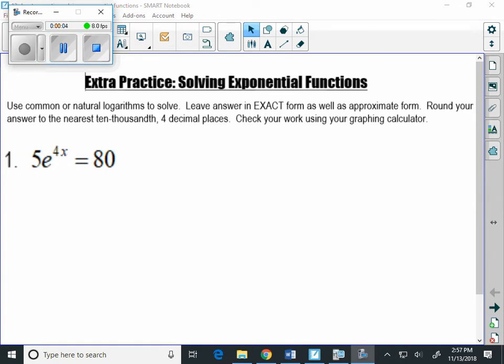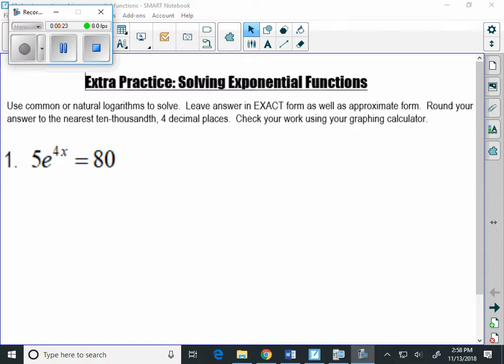Here is how we solve exponential functions. It's some extra practice. And again, even before I read the directions, remember that the key is to isolate as much as possible. If you can isolate, you can solve these problems.